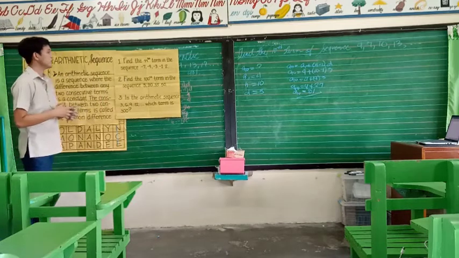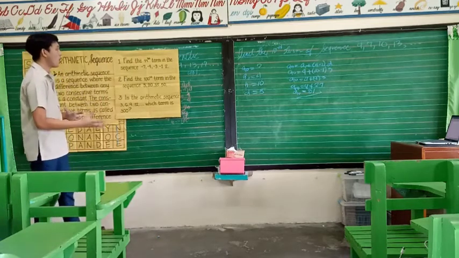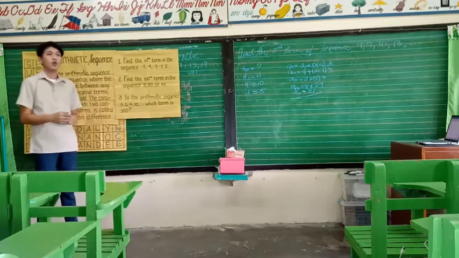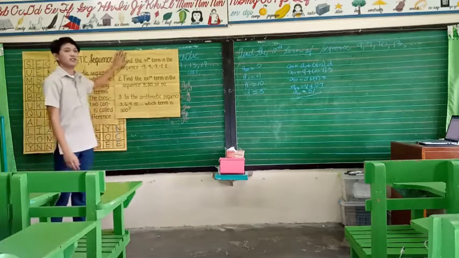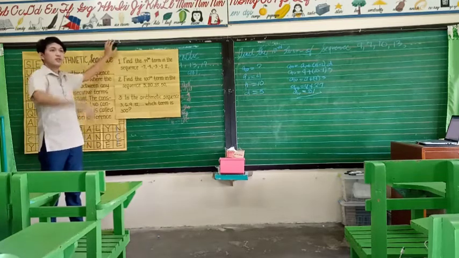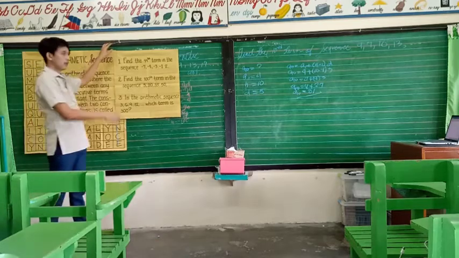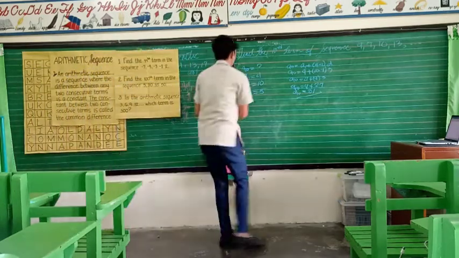The first question. Find the 44th term in the sequence negative 7, negative 4, negative 3, negative 1, and 2. Who wants to volunteer to answer this? Yes, you, Mr. Rigor. Yes, go to the board.